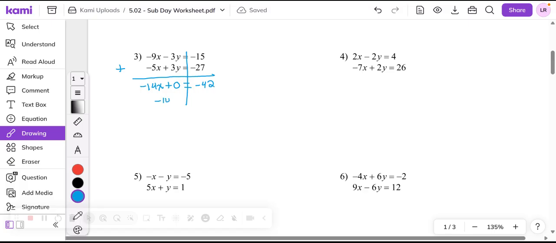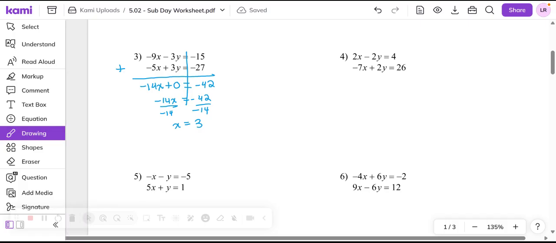So I would have negative 14x equals negative 42. Divide both sides by negative 14, and I have x is 3. So I have one of my answers. I'll plug it back in. I'm going to use the top equation, and you can choose either one, so you can choose the one that you want. X is 3, so I'm putting a 3 in where the x is. Then I would solve this equation in order to get my answer.